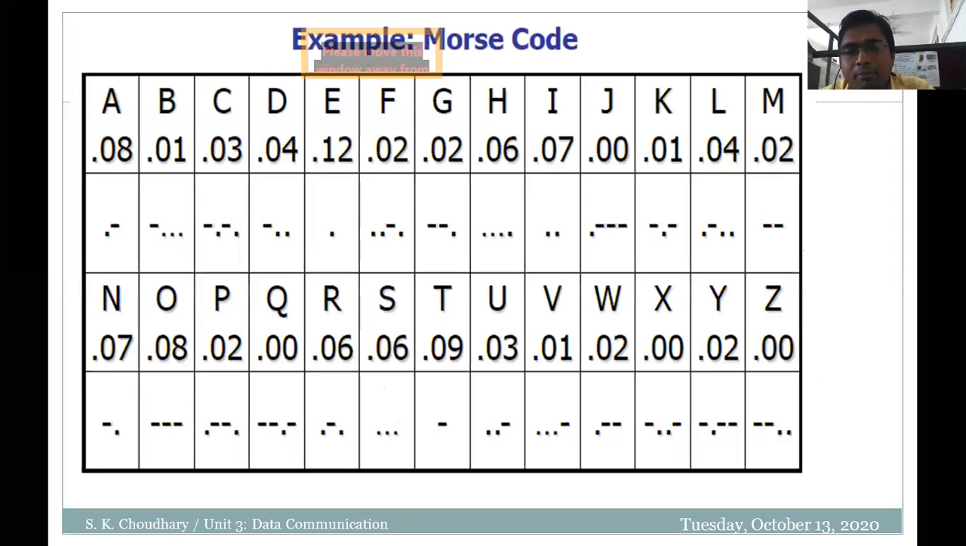So we would see the example of the Morse code here in the particular slide. We can see for the alphabet A to Z, the Morse code is written in this particular table. You can take a screenshot of this table of the Morse code.